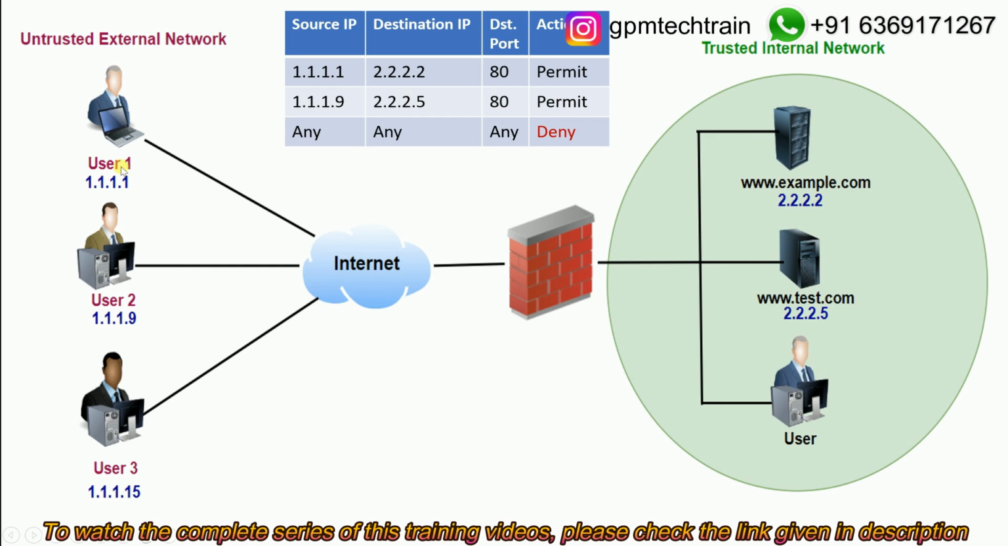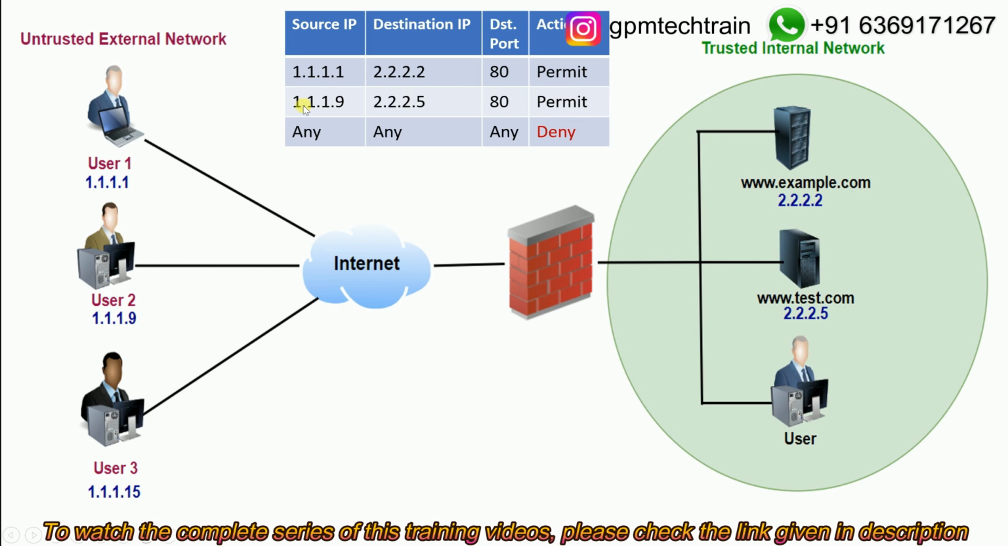When user 1, who has the IP address 1.1.1.1, wants to connect to example.com, which has the IP address 2.2.2.2, using HTTP, the destination port 80, it is set to permit. This means when this user wants to connect to example.com, this traffic would be permitted to pass to the destination, and he'll get the response from the server or the application.